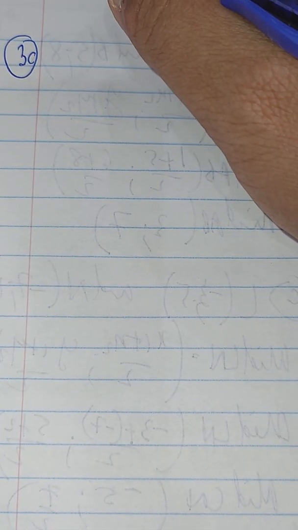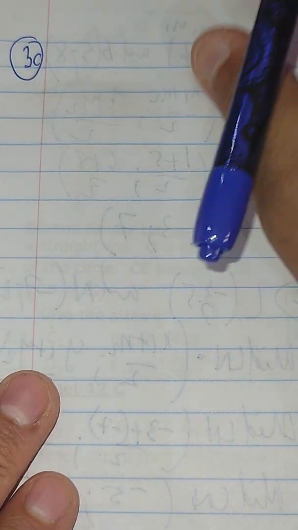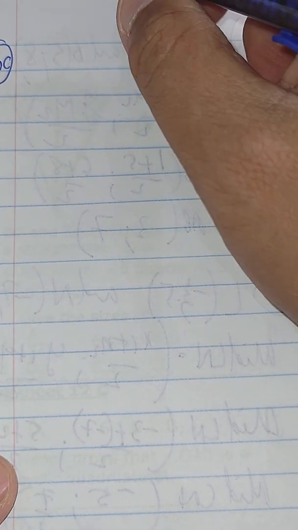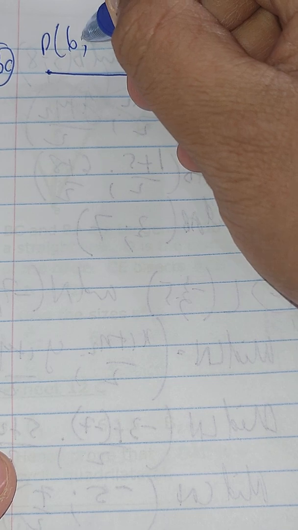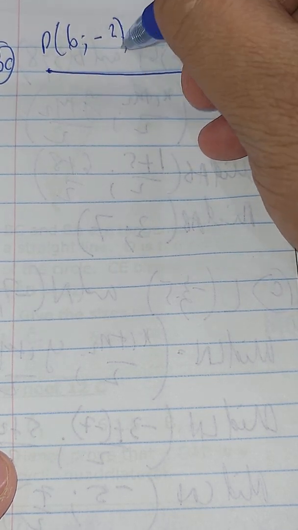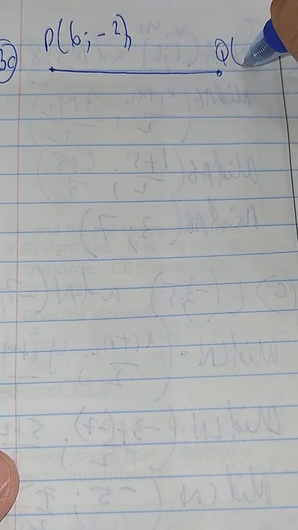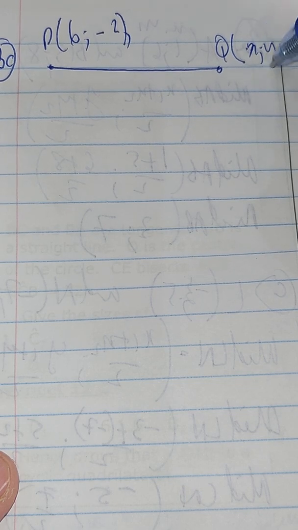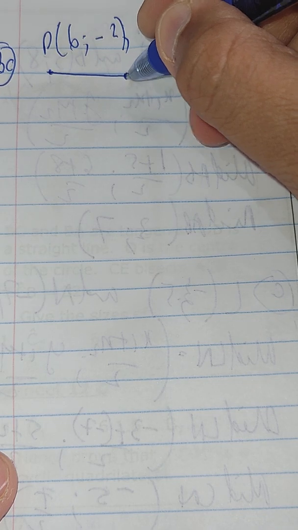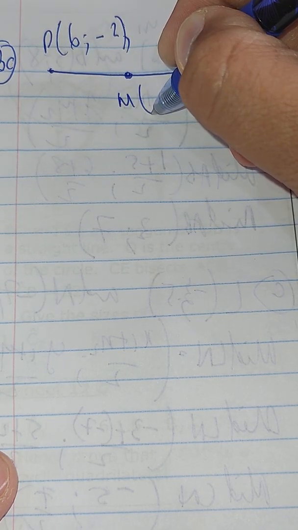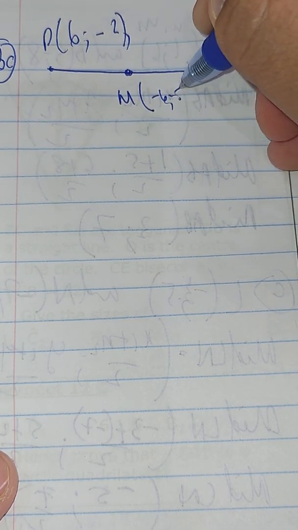Okay, so in each of the following cases, M is the midpoint of line segment PQ. This is the scenario we have here. P is 6 and negative 2. Q is x and y. And M is negative 6 and 5.